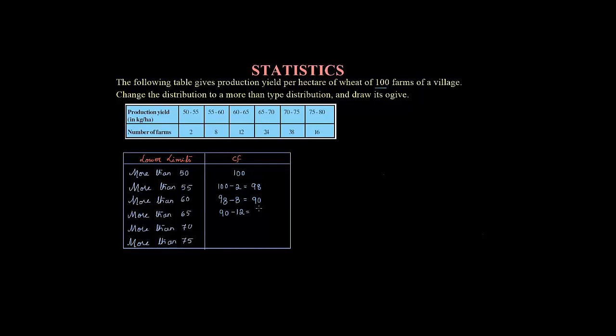How much will it be? 78. Then we have 78 minus the previous one, that is 24. So how much will it be? 54. Then we have 54 minus the previous one. What is that? 38. How much will it be? 16. Let us draw the graph for this.